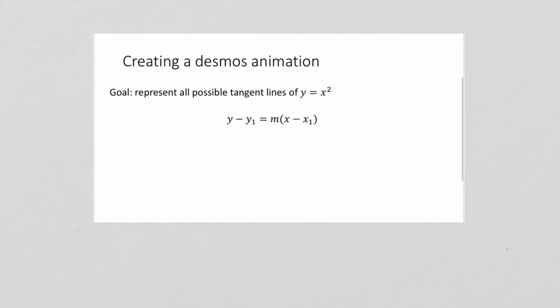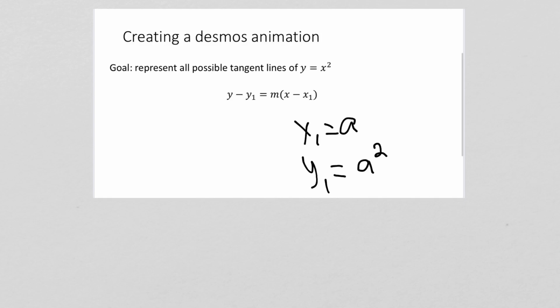So now I'm going to show you how to make an animation where you can represent all the possible tangent lines to a certain curve. In this case, we're going to do x squared. So rather than doing this at a specific x value, we want to be able to just pick a sliding x value and let it change. So we're going to let x1 be a in Desmos. And so then if x1 is defined as a, then y1 is just going to be a squared.